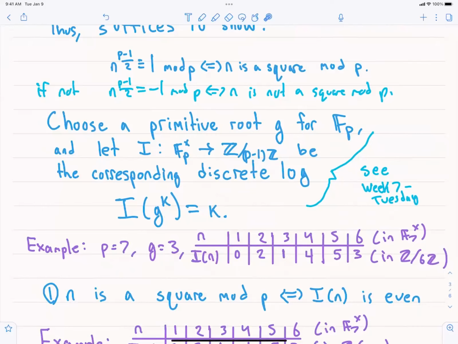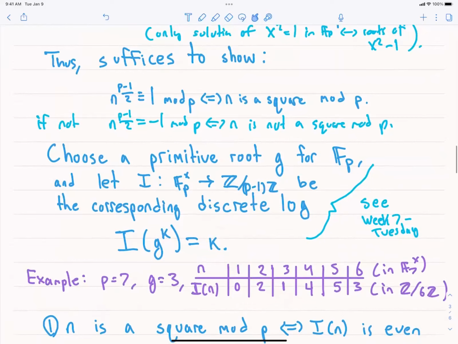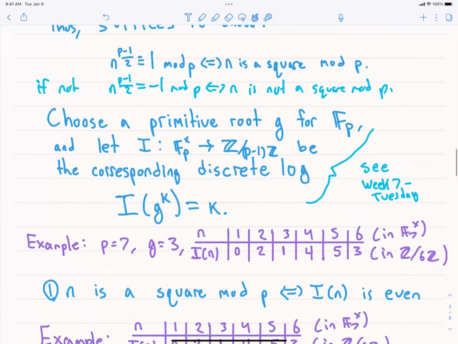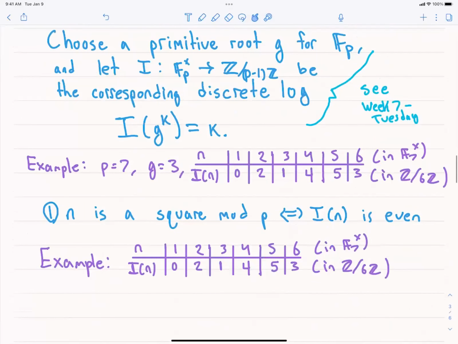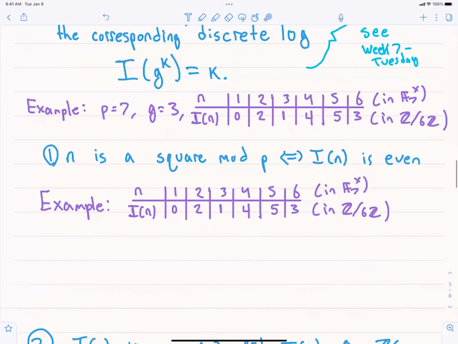Okay, so we're going to use this discrete logarithm function in order to justify this statement that n to the (p minus 1)/2 is congruent to 1 mod p if and only if n is a square mod p. Okay, so the first step is to use it to show that n is a square mod p if and only if I of n is even.